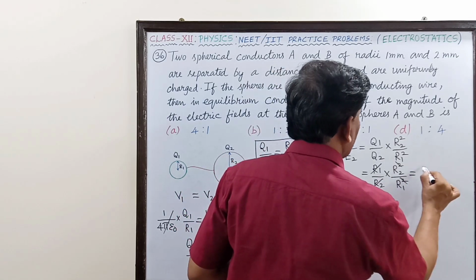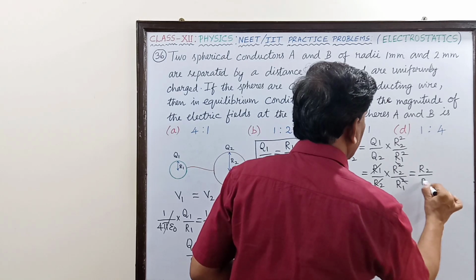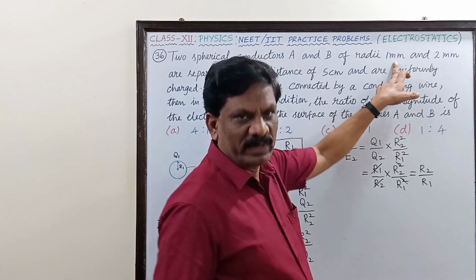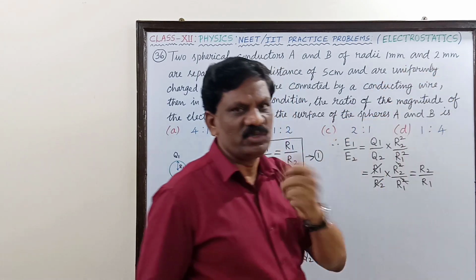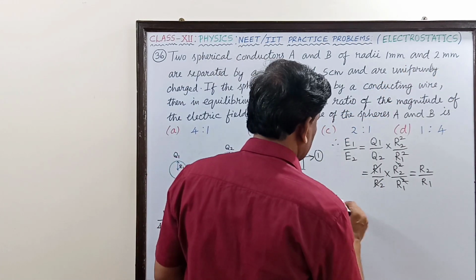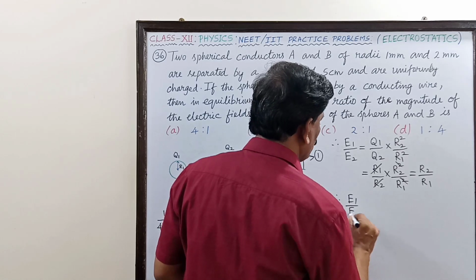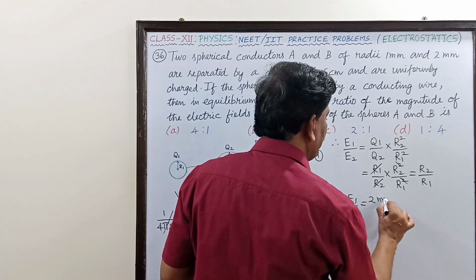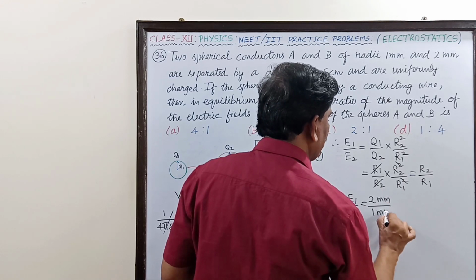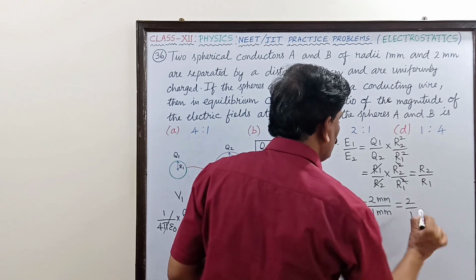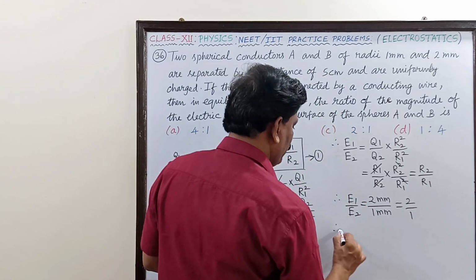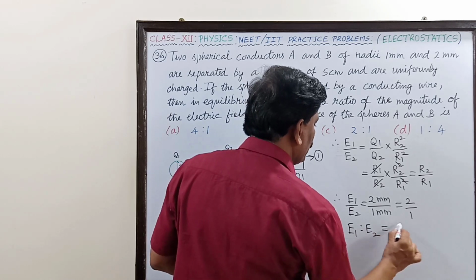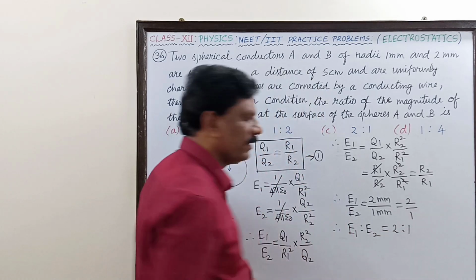This is equal to R2 divided by R1. It is given that the radius of the first sphere is 1 mm and that of the second is 2 mm. Therefore, E1 by E2 is equal to R2 by R1, so this is 2 mm divided by 1 mm, which is equal to 2 by 1. Therefore, the ratio of E1 to E2 must be equal to 2 is to 1.